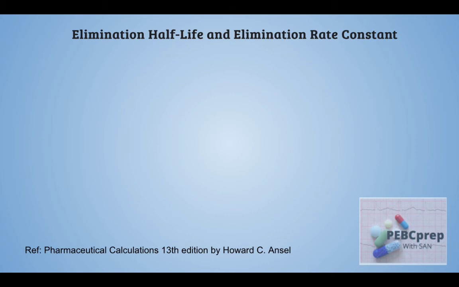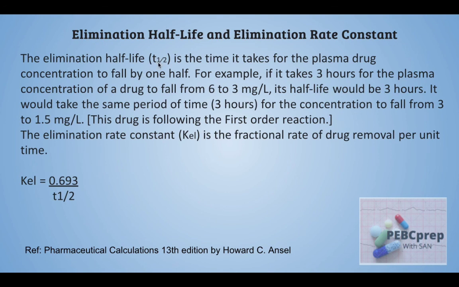Next is elimination half-life and elimination rate constant. The elimination half-life is the time it takes for the plasma drug concentration to fall by 1/2. For example, if it takes 3 hours for a plasma concentration of a drug to fall from 6 to 3 milligram per liter, its half-life would be 3 hours. After 3 hours, that 3 milligram will be reduced to 1.5 milligrams per liter. Remember that in this example, the drug is following first order reaction.